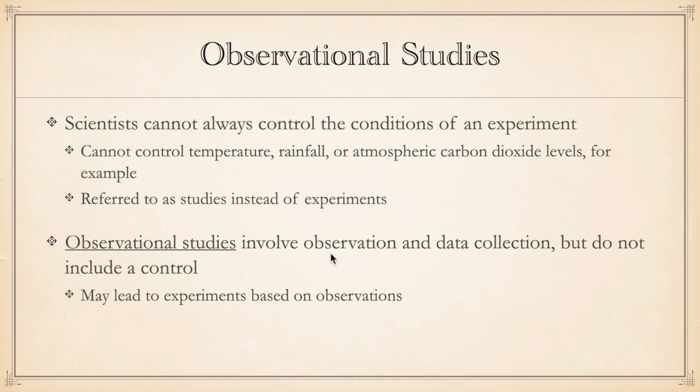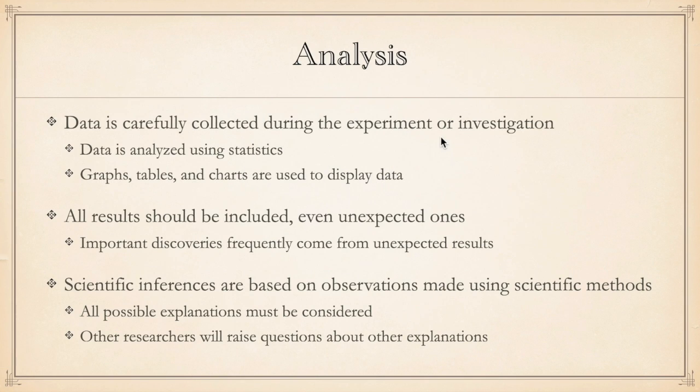So observational studies involve observation and data collection, but do not include a control of any sort. These may lead to experiments based on those observations. But again, for a lot of studies of bigger systems, like I said, space or the atmosphere, you can't really go out and change the entire atmosphere of the Earth. You just have to make observational studies and try to connect data as best you can.